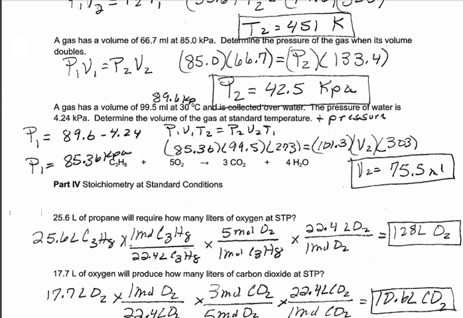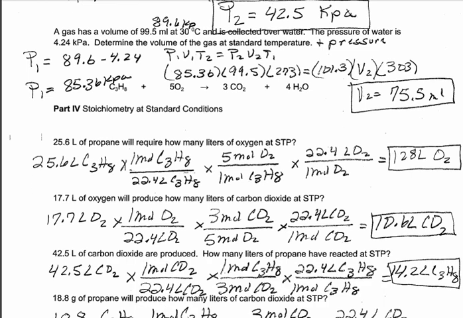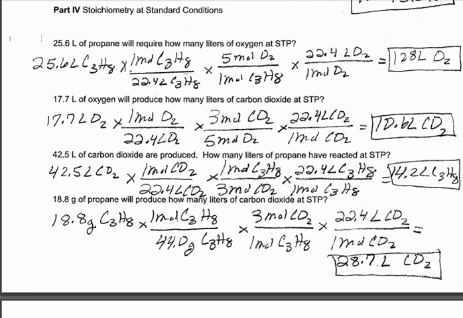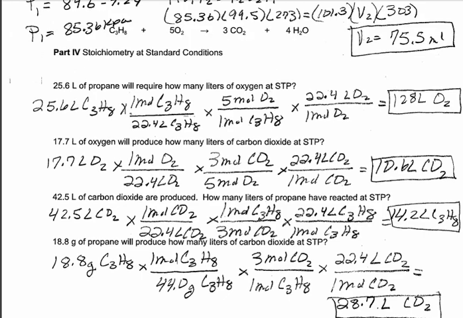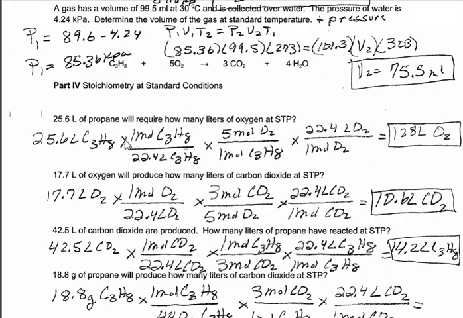All right, next we have standard conditions, volume to volume. Okay, we're going to see the first 3 of these are just based on the idea that there's 1 mole over 22.4 liters. So if we just take a look at the first one here, if we go back up to our equation, there's a 1 to 5 to 3 to 4 ratio here.